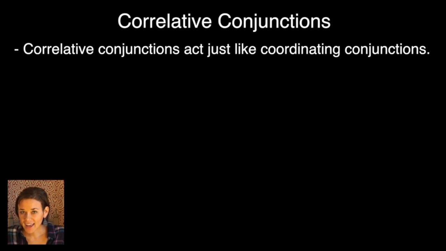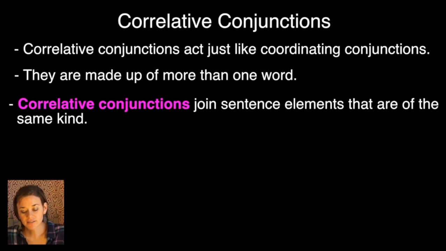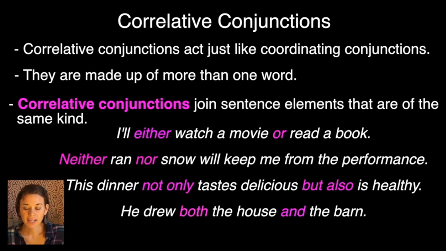Correlative conjunctions act just like coordinating conjunctions. So they do the exact same thing. The only difference is that they're made up of more than one word. So correlative conjunctions join sentence elements that are of the same kind. They're made up of more than one word. Here are some examples. Either, or; neither, nor; not only, but also; and both, and.